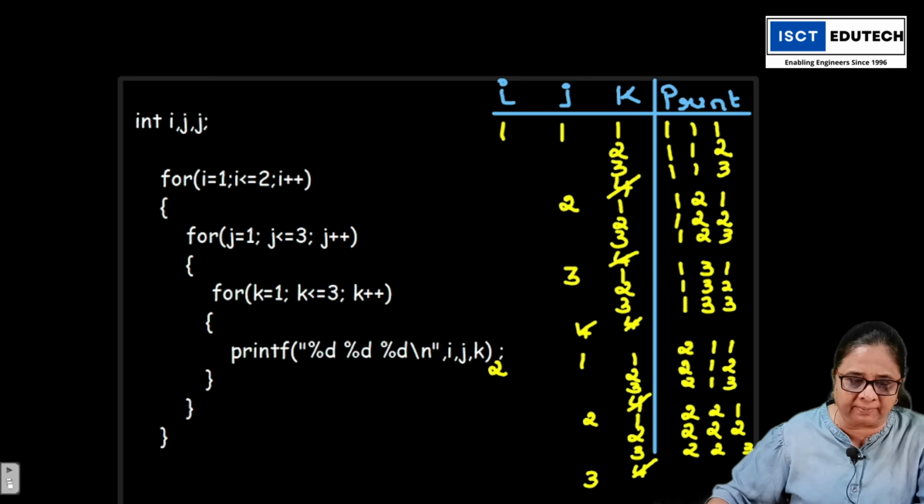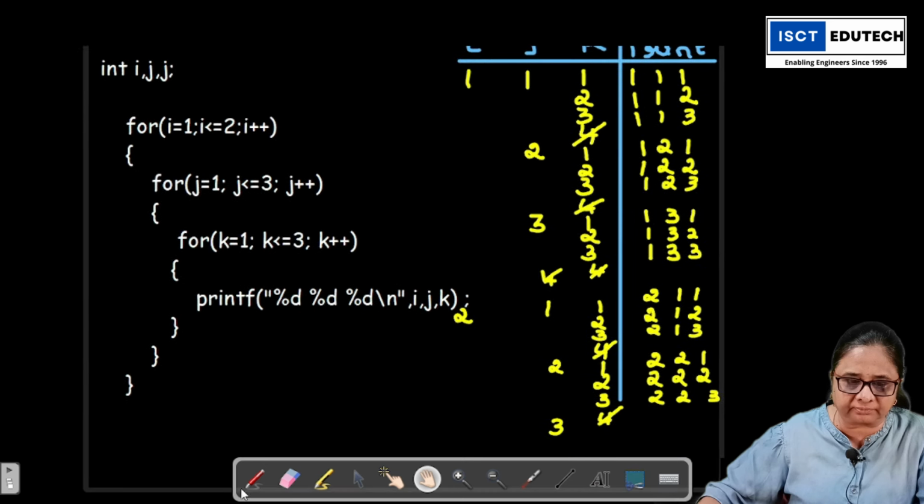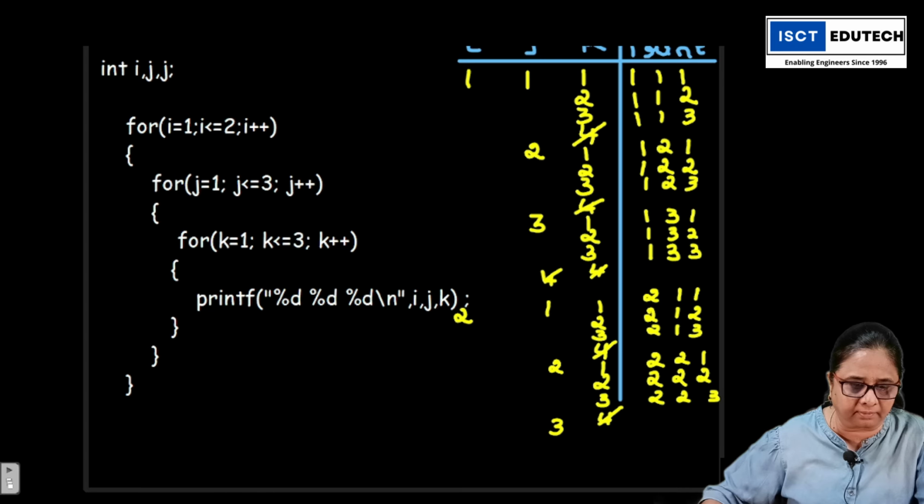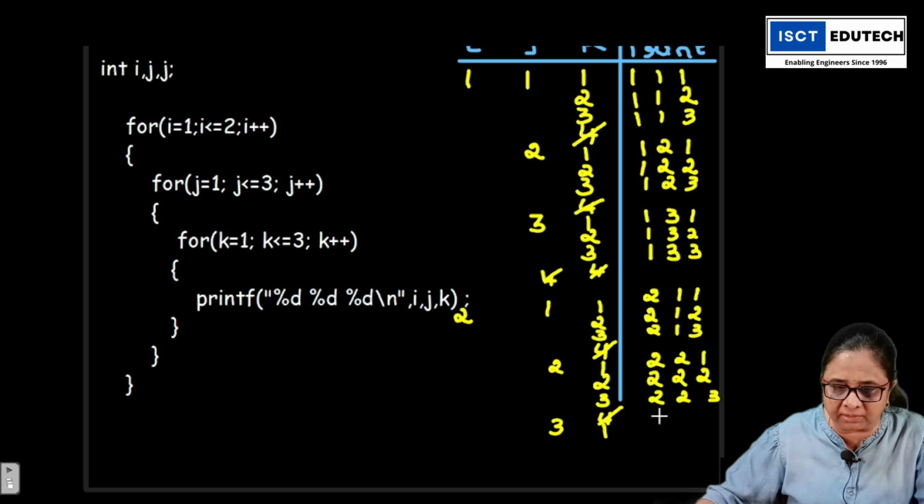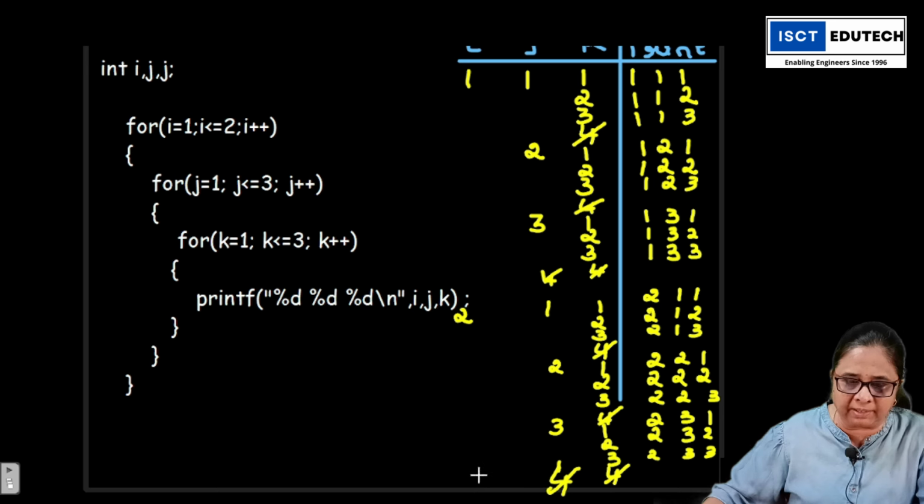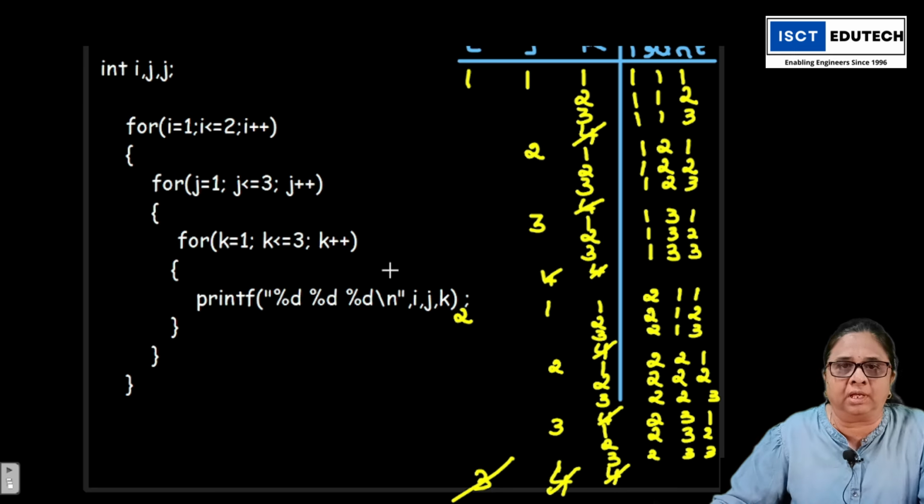J becomes 3. So when j becomes 3, then 3 less than or equal to 3, true, enter. K restarts again with 1, so the output is 2, 3, 1. Then it should be 2, 3, 2, then 2, 3, 3. Then k becomes 4, false, goes back. J becomes 4 is also false, goes out. I becomes 3, 3 less than or equal to 2 is false. So this is the output.